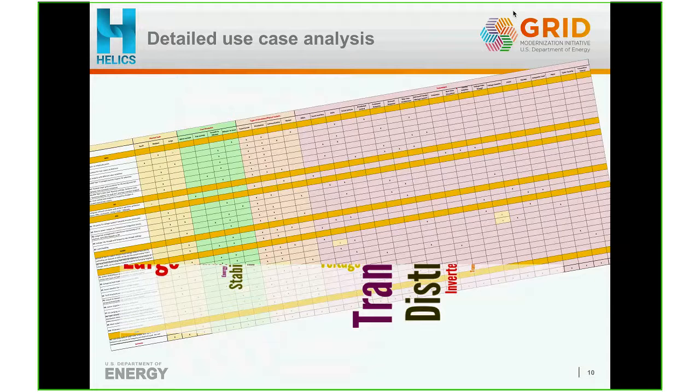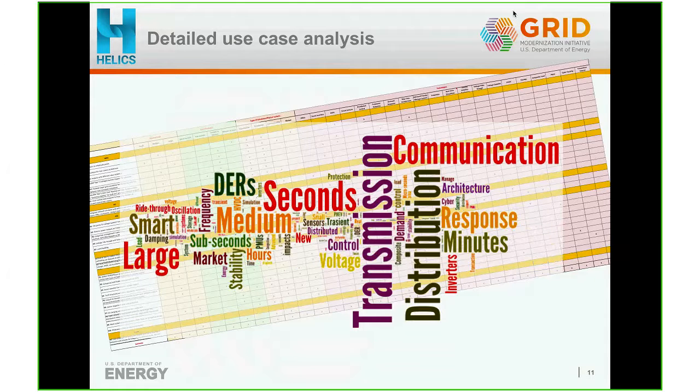And to make this one a little bit more tractable, I made a word cloud of all the different pieces here. You can see transmission, distribution, and communication were certainly big themes, as well as large-scale, medium, and small-scale, and lots of different time frames, as well as a number of different paradigms. So clearly flexibility was a key driver, but we wanted to take it a bit further and understand what we would really need in terms of requirements driven by these use cases.